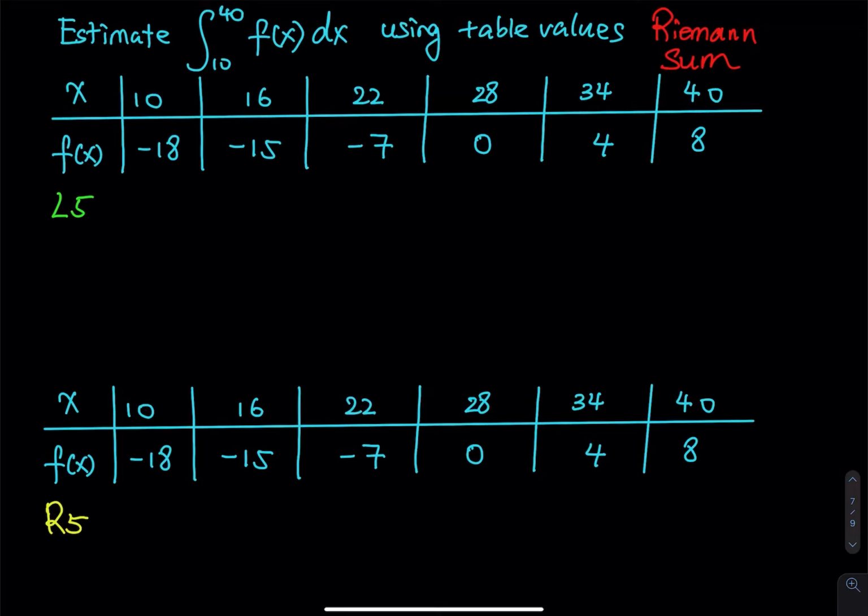We have a function, we have a table of values of the function. Let's do a Riemann sum. So first thing, I would like to do a left sum using 5 subintervals. So let's determine the width.